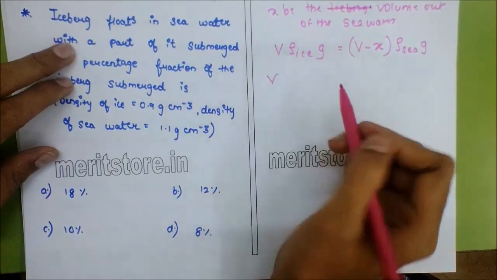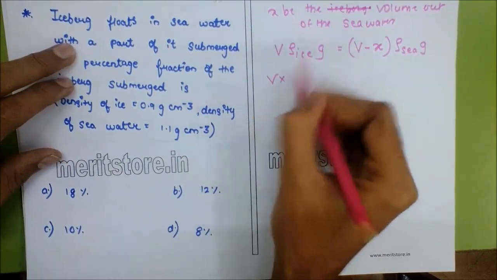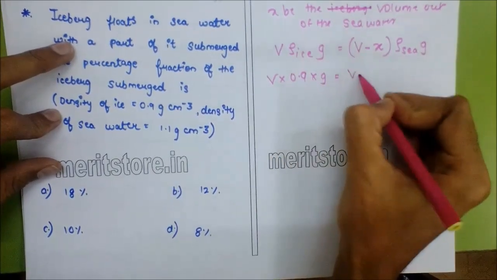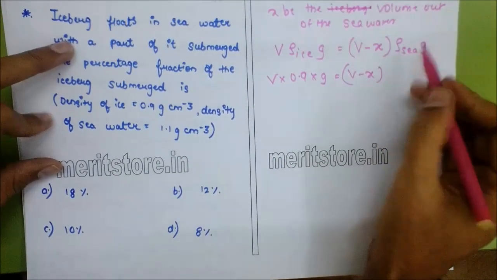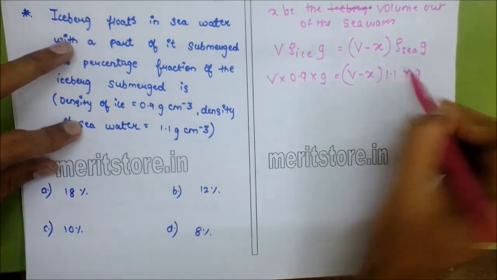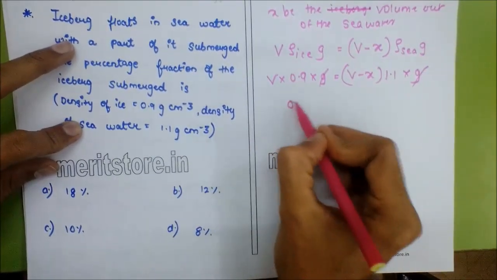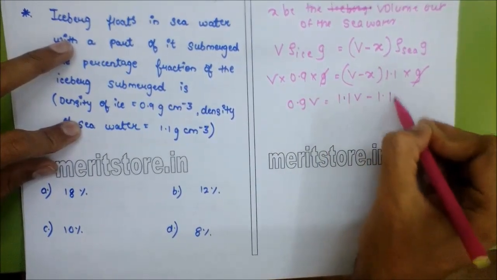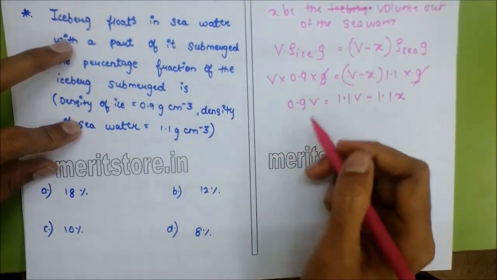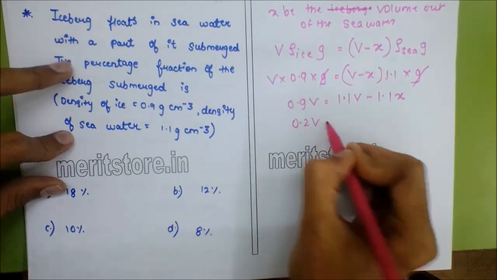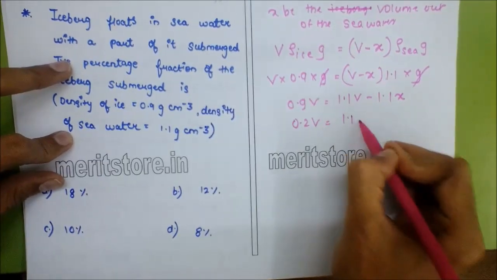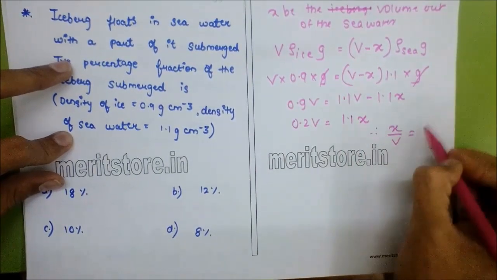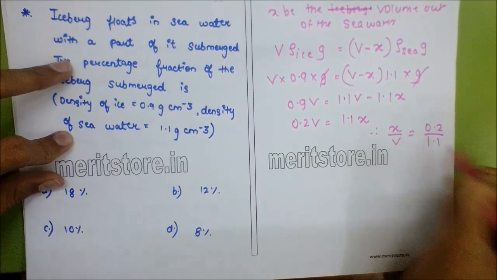So we have V of the iceberg into the density of the ice, which is given to be 0.9, into G, equals V minus X. Over here also the density of the seawater is 1.1 into G. We get 0.9 V is equal to 1.1 V minus 1.1 X. So taking V on that side, we get 0.2 V equal to 1.1 X. Okay, so we have the ratio X upon V equal to 0.2 upon 1.1.